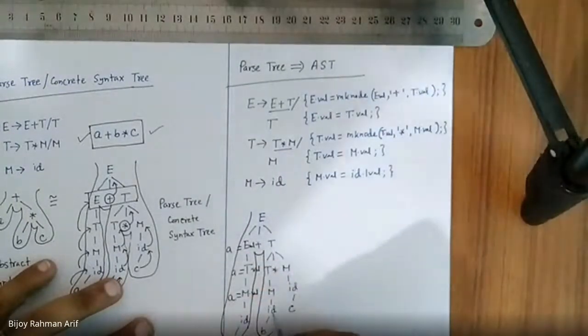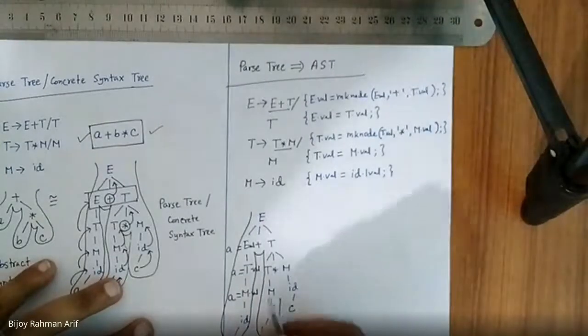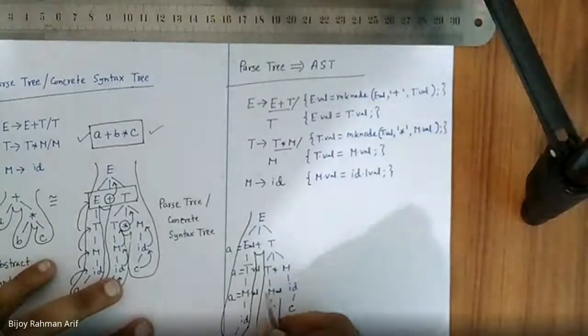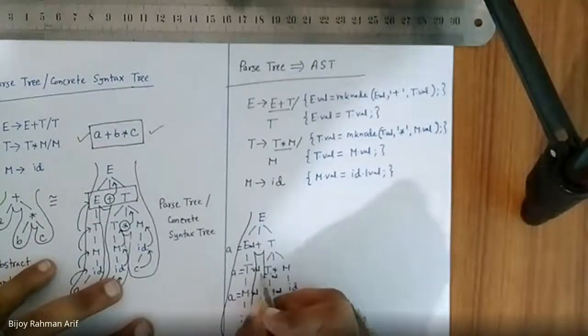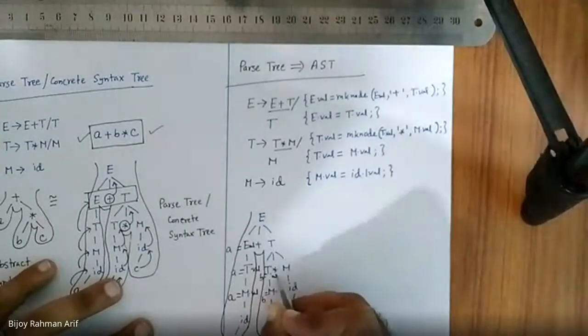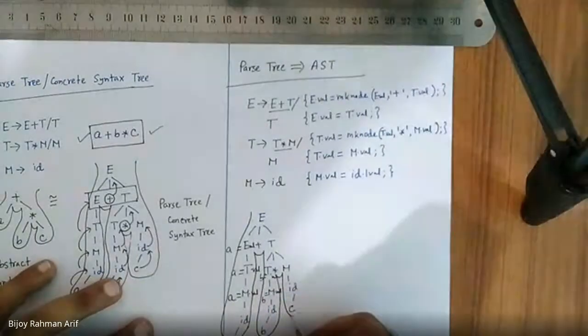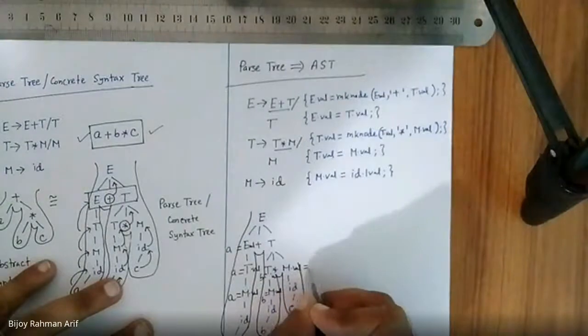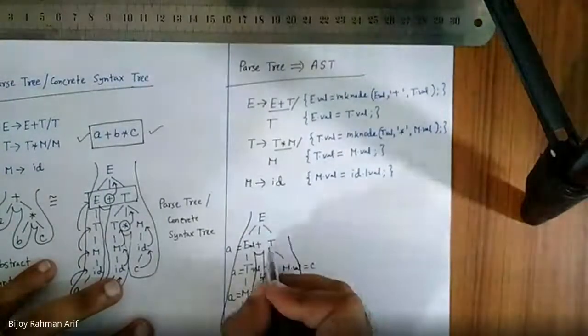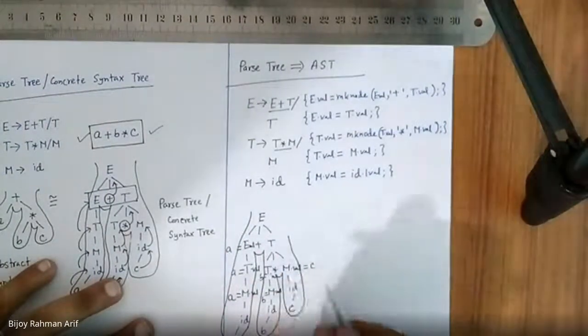Then go back here. ID is B. Again, M dot val equals B, and E dot val equals B. Then suddenly I get a star. It is not a reduction. Then ID is C. This is a reduction. M dot val equals C. Then yes, this one is a reduction: T star M reduced to T.